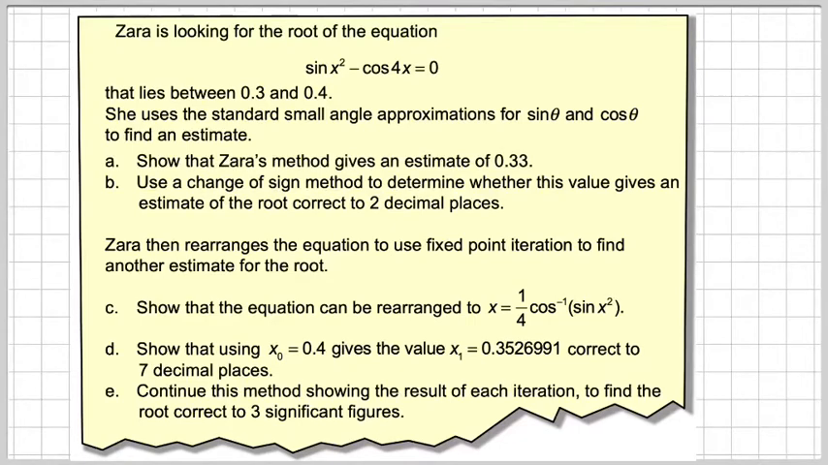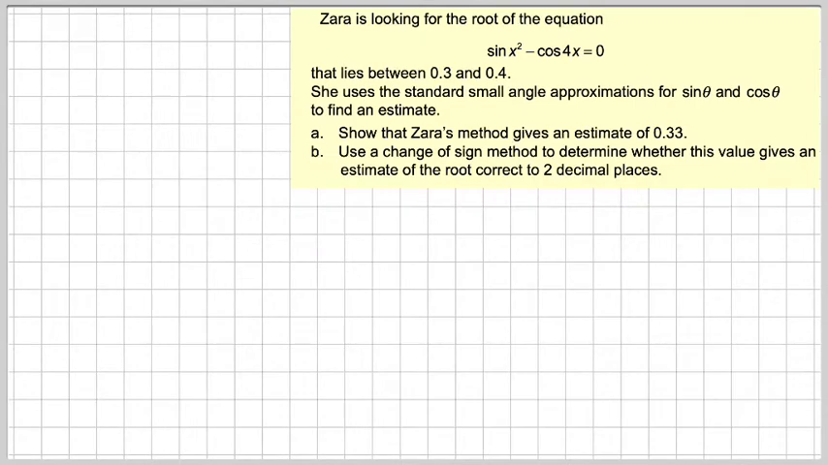In this question, we're going to look at fixed point iteration. Rather than read the whole question out, I'm going to split the question up into different stages. So it says here, Sarah is looking for the root of an equation sine x squared minus cos 4x is equal to 0 that lies between 0.3 and 0.4.